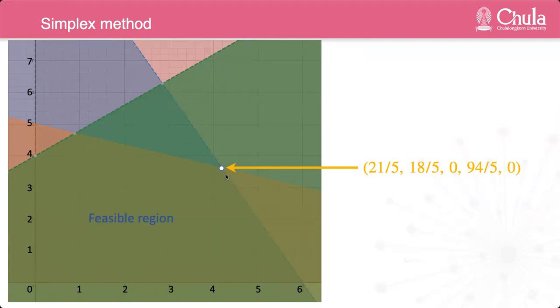And at this point, S1 and S3 are 0, suggesting that the first and the third constraints are active.